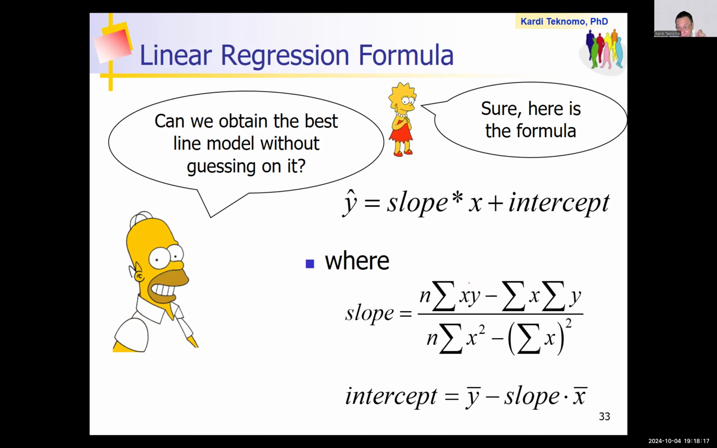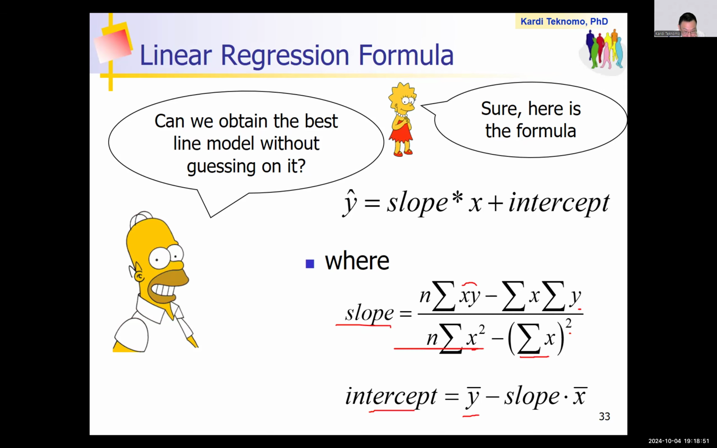Here you multiply x and y first, and then you sum. Here, for each x you sum. Here, the y you sum. Here you square first and then you sum. Here you sum first and then you square. Then you take the average. You get the slope by computing all of this, and then you multiply with the average of x, and then you can get the intercept.